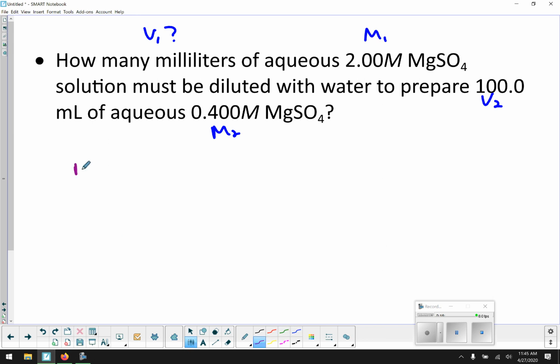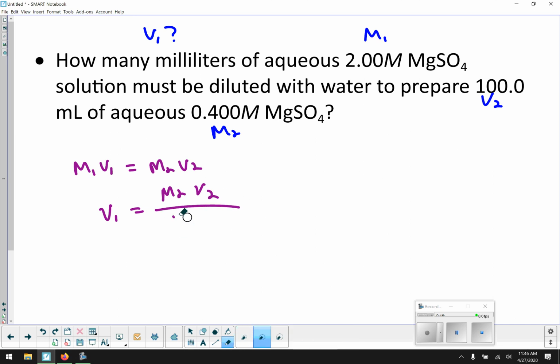So M1V1 equals M2V2. We are looking for volume 1 here. Volume 1 is going to equal molarity 2 times volume 2 divided by molarity 1, not volume 1 there.